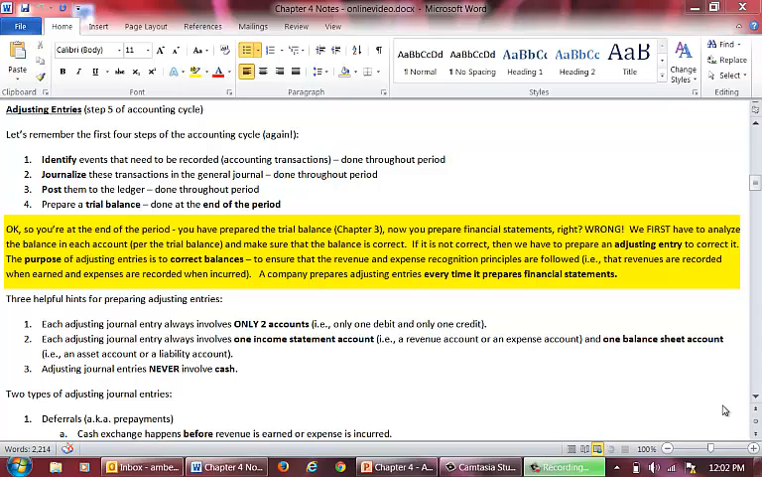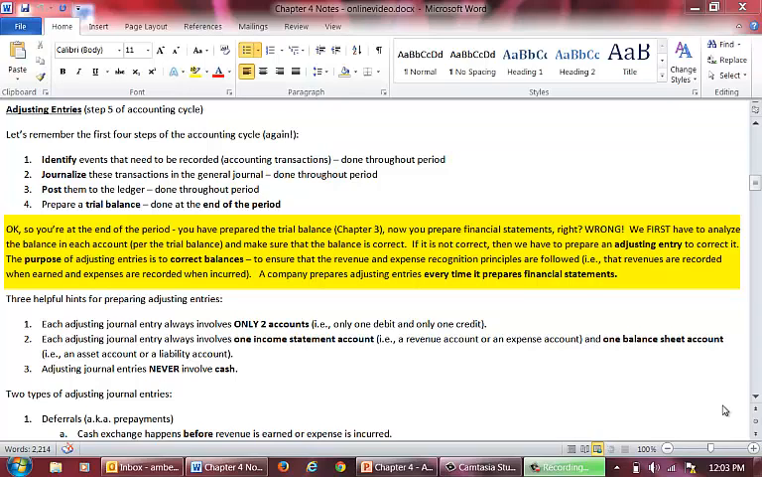So we must analyze the balance in each account per the trial balance and determine if they are correct. If a balance is not correct, then we must prepare an adjusting entry to correct it. This is the purpose of adjusting entries, to correct balances to ensure that the revenue and expense recognition principles are followed. Do you remember the purpose of general journal entries? That's right, to record accounting transactions.